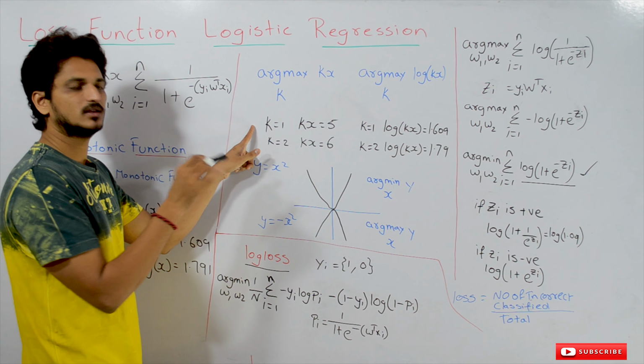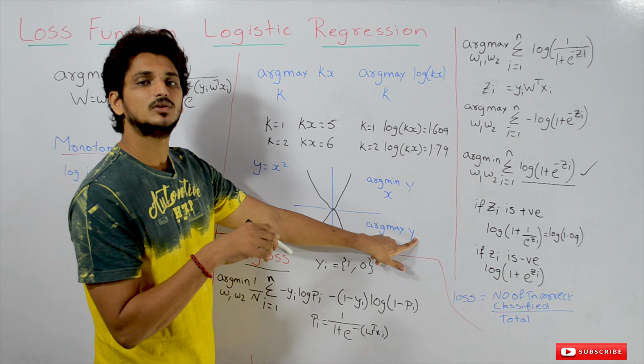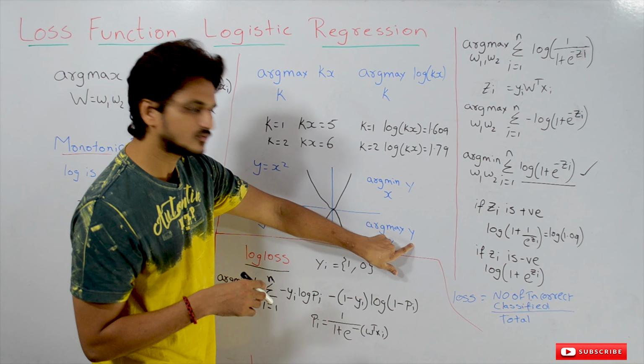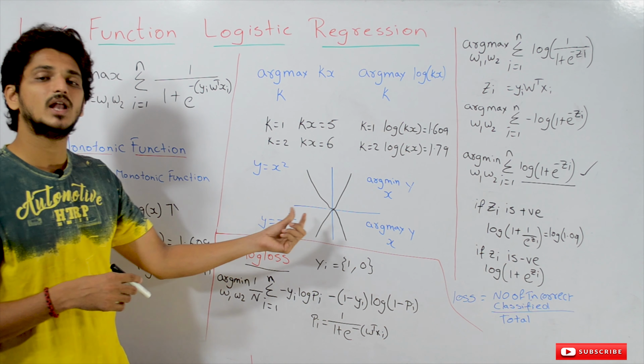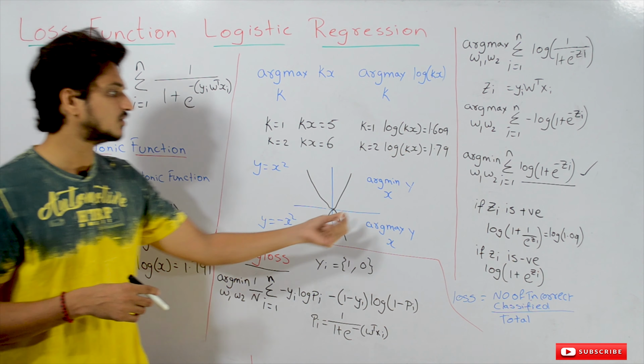In the same way, y is equal to minus x square. This function looks like this. This can be written as argmax because this function is having only a maximum value, while the other function is having a minimum value. So at what value of x are we having maximum y? At x is equal to 0. Solving this function or that function, we will get the same x value. At x is equal to 0, this function is having minimum y, and at x is equal to 0, this function is having maximum y.